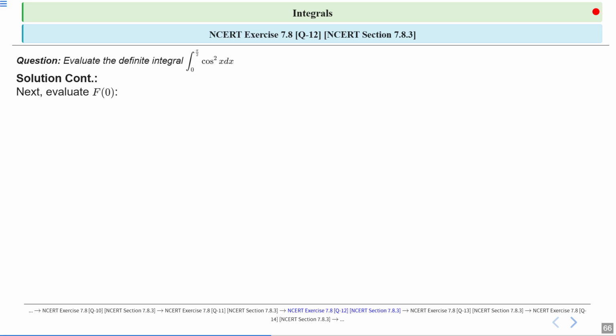Next evaluate f at 0. So f(0) is equal to 0 by 2 plus sine of 2 into 0, by 4. It becomes 0 plus sine 0 by 4. Now the value of sine 0 is 0. So f(0) is 0.